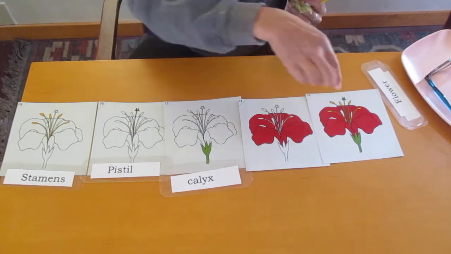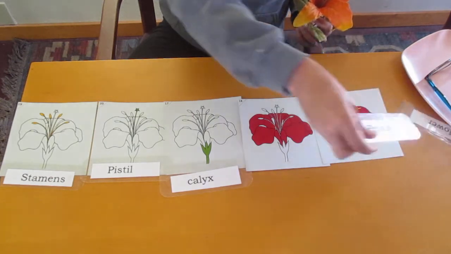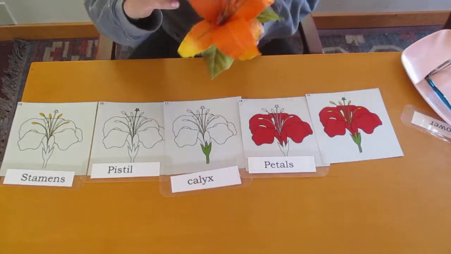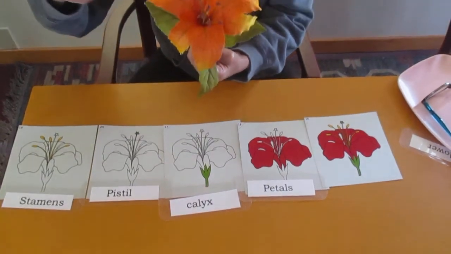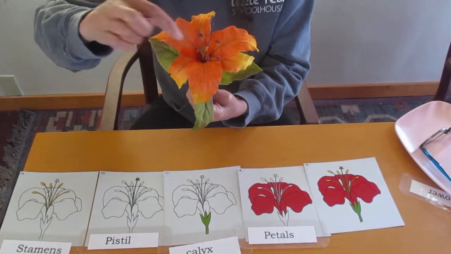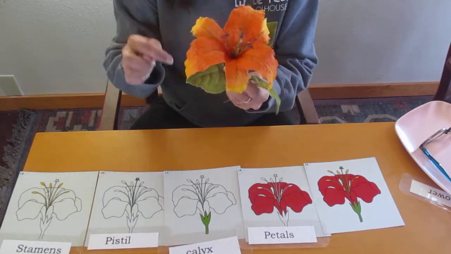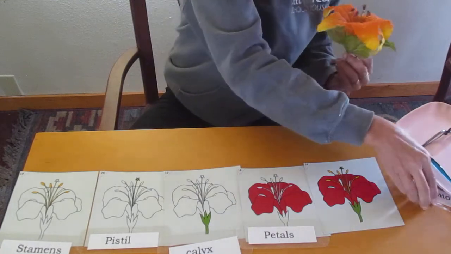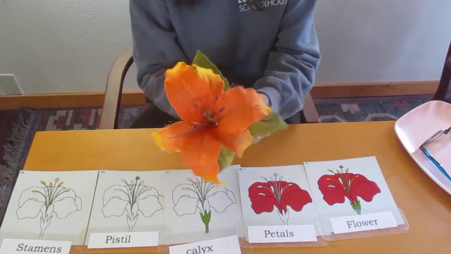And then these parts here, this red part, is called the petals. And if you look at your flowers, they should start coming out. Usually petals will have little lines to help the insect get in there. And then this is everything together, and that is called a flower.